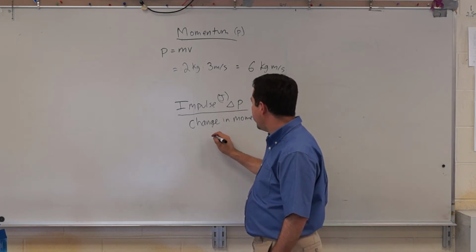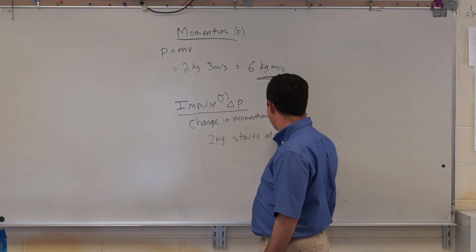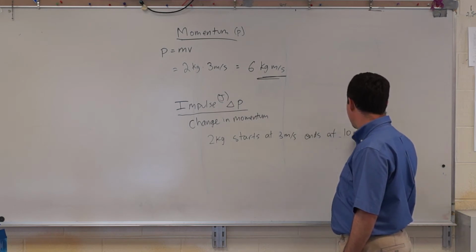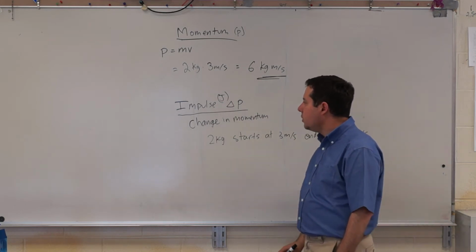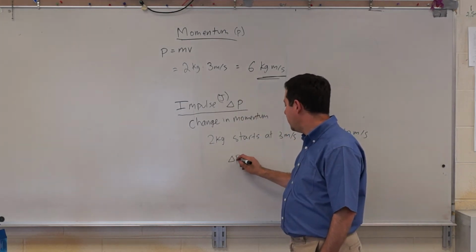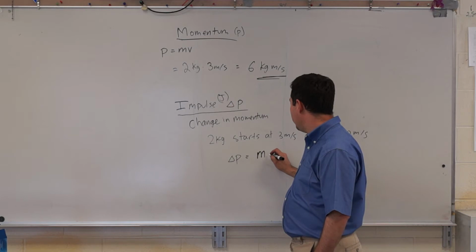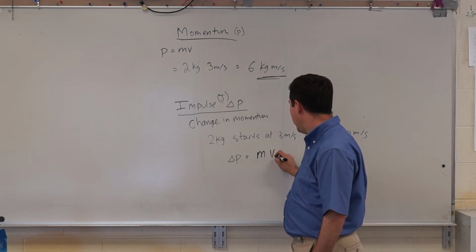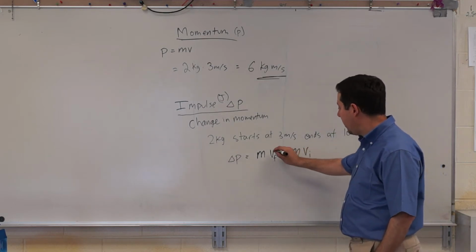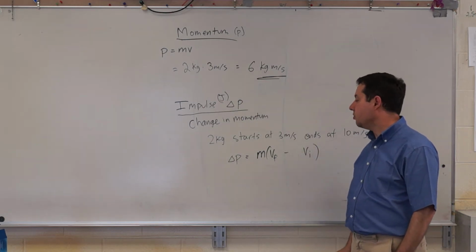So imagine this, an object that's 2 kilograms starts at 3 meters per second and ends at 10 meters per second. You want to find the impulse. Usually you're going to have delta p, the change in momentum, which is mass times v final minus mass times v initial. You can actually simplify it by pulling the mass out, so it's m times v final minus v initial.